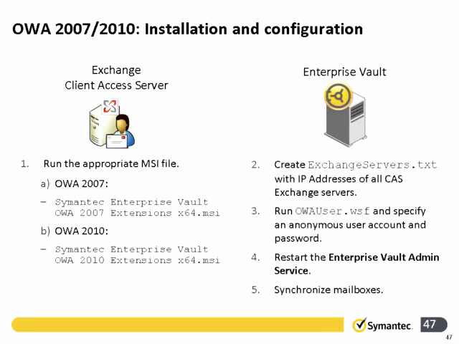On the Enterprise Vault server, you will once again create the Exchange servers.txt, and this time it will hold the IP addresses of all the client access servers. Once again, you will run the Outlook Web Access users.wsf file and specify the name of that anonymous account that we created and its password. We will have to restart the Enterprise Vault administration service again, and we will also have to synchronize our mailboxes.